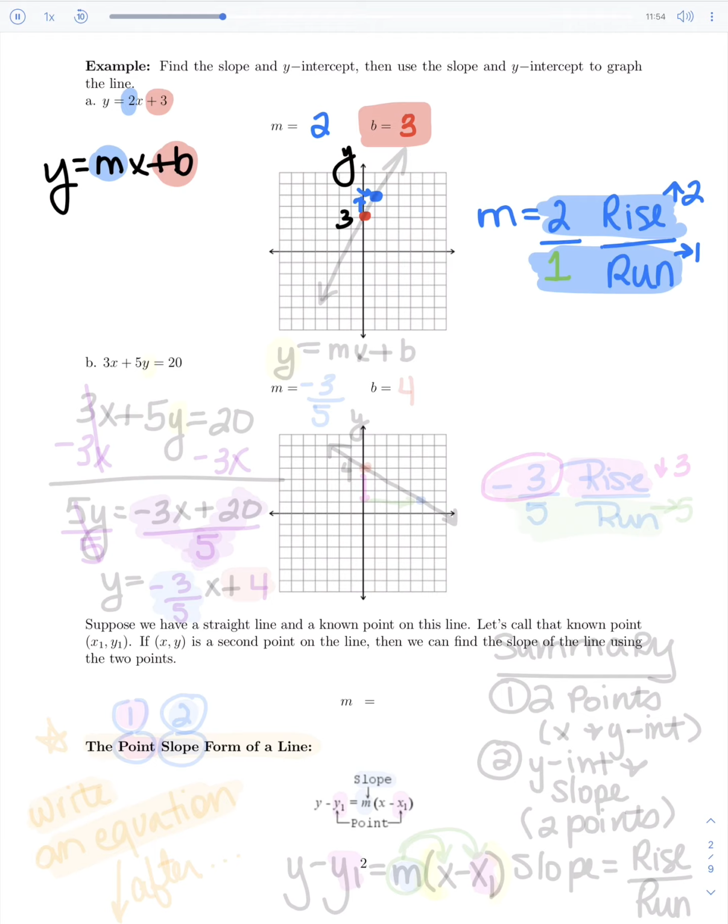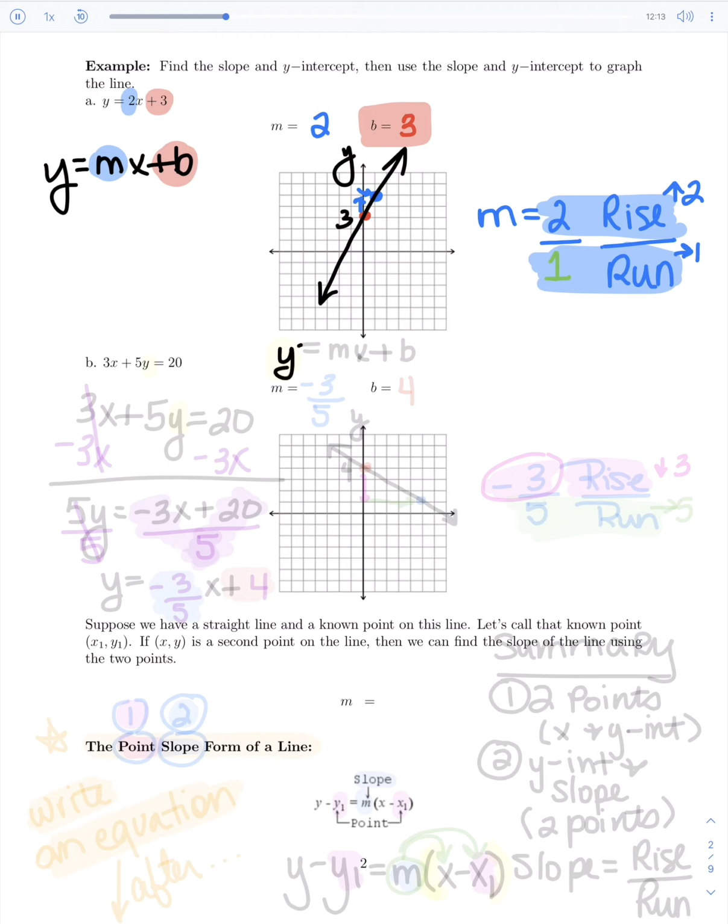Once you have your second point, that's all you need, and you can draw your line through your points. Don't forget your arrows on the end, and you are all done. Continuing along, they still want us to do that in problem B. The problem is it's not in the form y equals mx plus b.